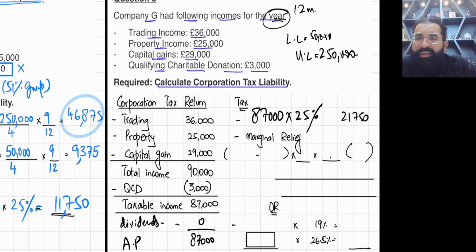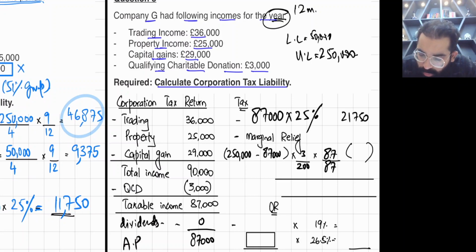Now as in this question your AP is more than the lower limit and less than the upper limit, marginal relief will be calculated. How to calculate it? 250,000 minus 87,000, multiplied by 3, divided by 200, multiplied by 87,000 upon 87,000. You know these two are the same, so it's 2,445, and your final answer is 19,305.